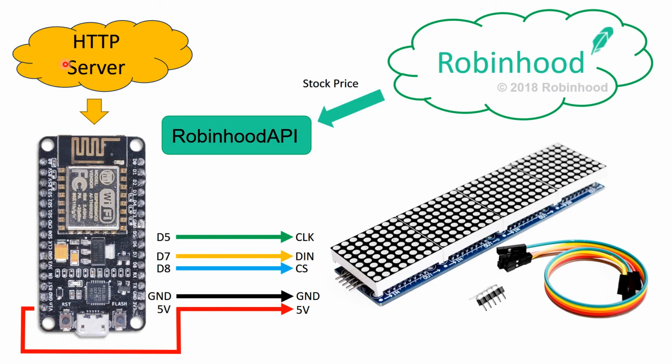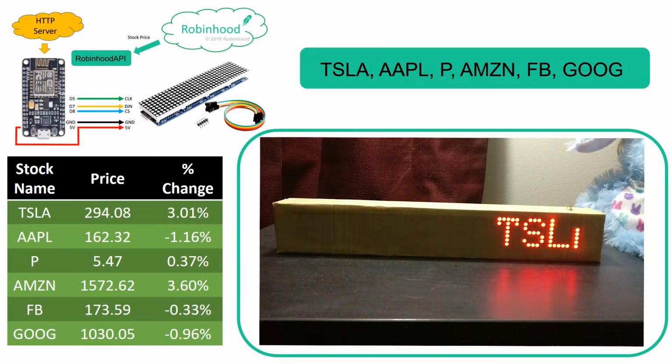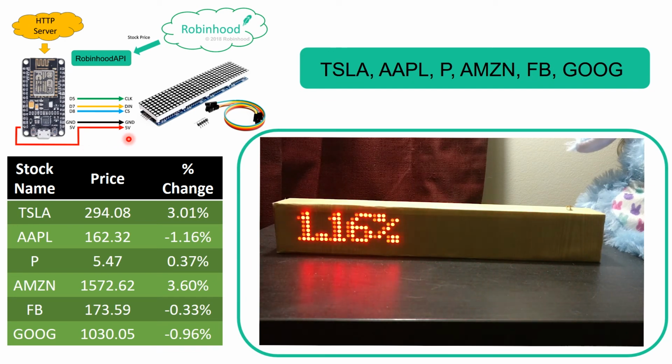So here we have an HTTP server as well. Basically this ESP8266 is communicating continuously with Robinhood using our Robinhood API, and it's also serving a web server. What the web server does is let you give input as to what stock it has to query from Robinhood, and that is displayed on the screen. Again, the connections are shown here. This is exactly the same as our previous connections. So here I'm just showing what's happening.